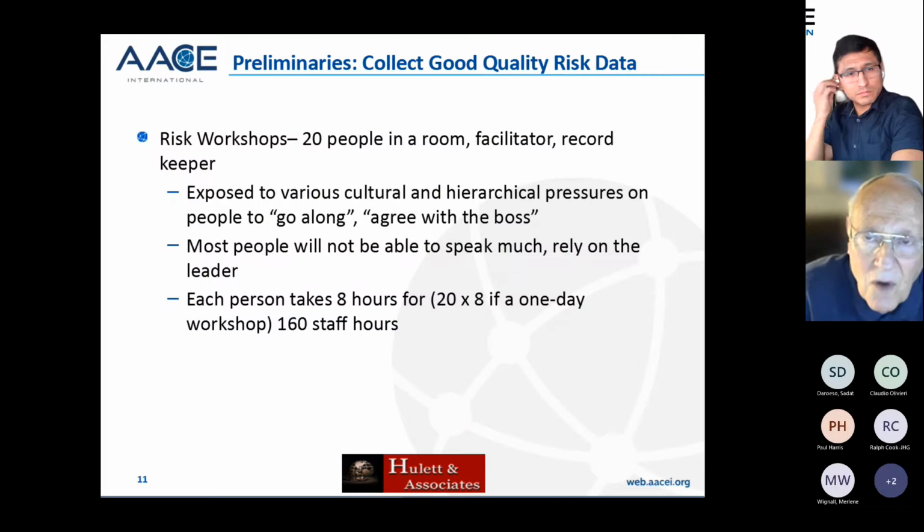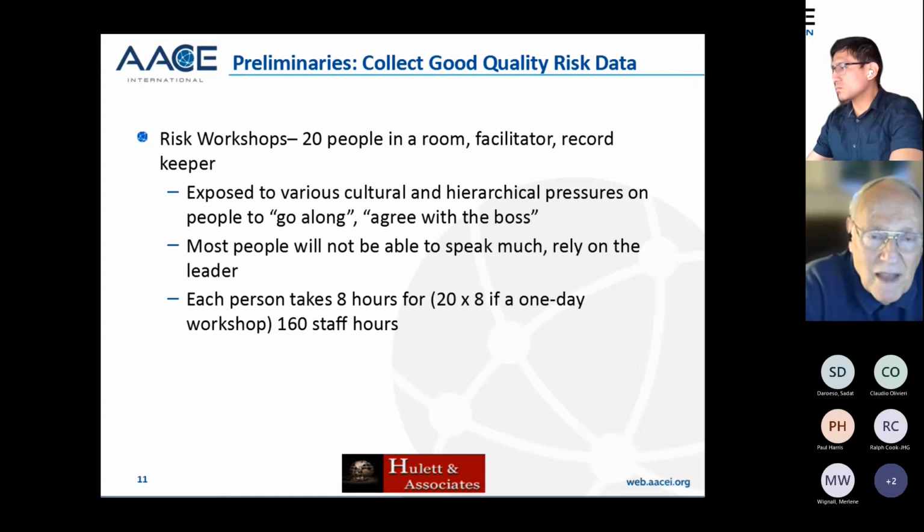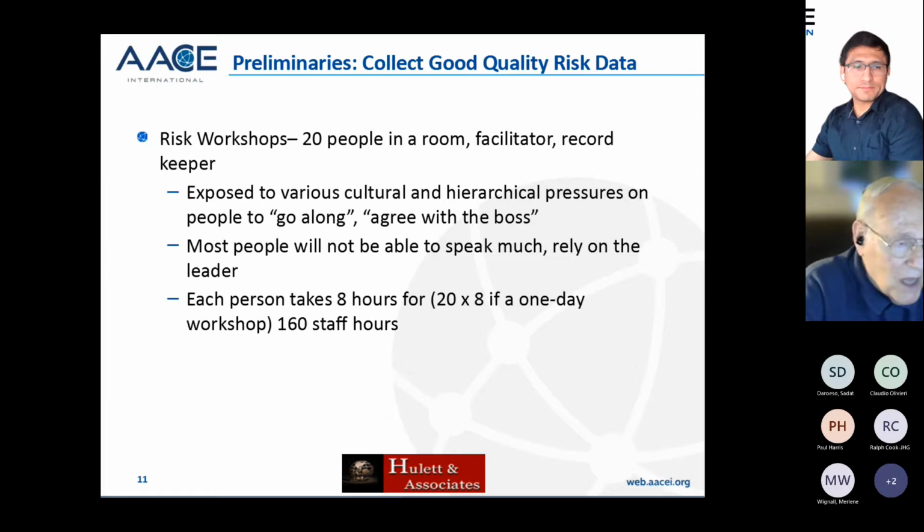How do you collect good quality risk data? So there's a schedule. Now we've got to do risk data. We haven't talked about software yet. In risk workshops, let's say there are 20 people in a room for a day, and the facilitator and all. Everybody's in that same risk workshop for a whole day. And there are a lot of people exposed to various cultural and hierarchical pressures to go along, to get along and agree with the boss.